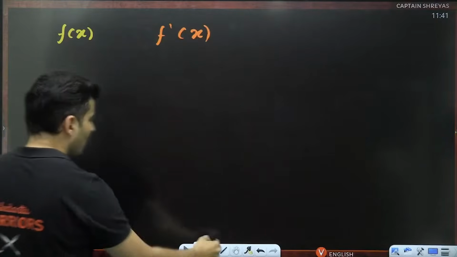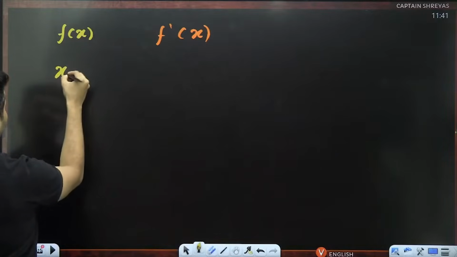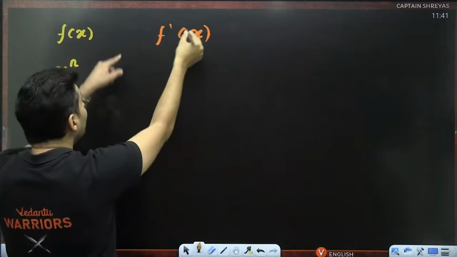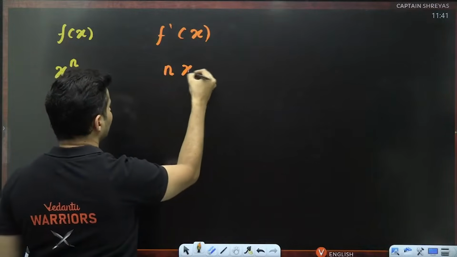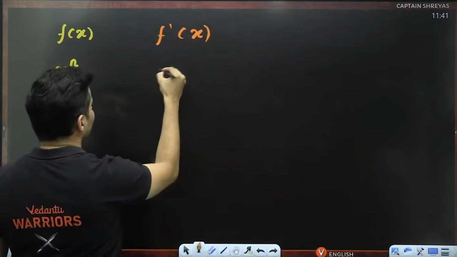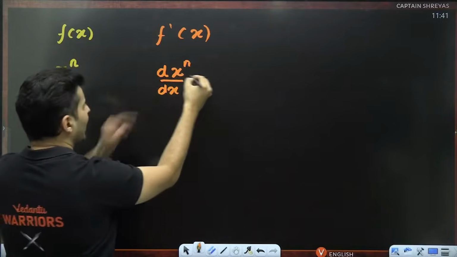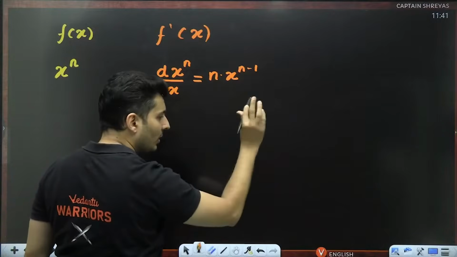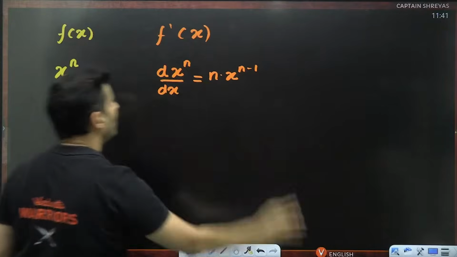Very, very important. If the function is x raised to n, then the derivative of that function, dy by dx, is nothing but n x raised to n minus 1. Basically, if you differentiate this, what you get is n into x raised to n minus 1. Derivation you don't have, don't bother. It only comes in JEE maths, not in JEE physics. So don't worry about it.